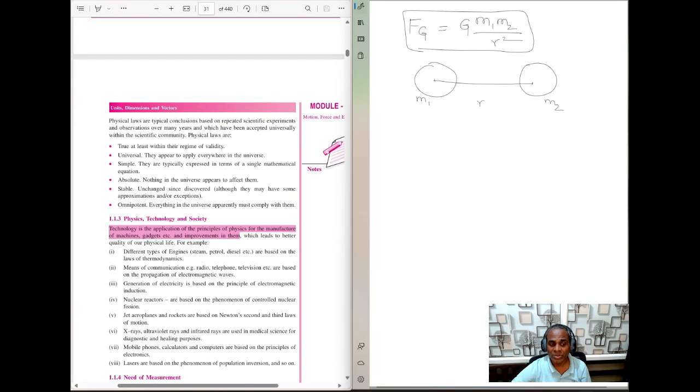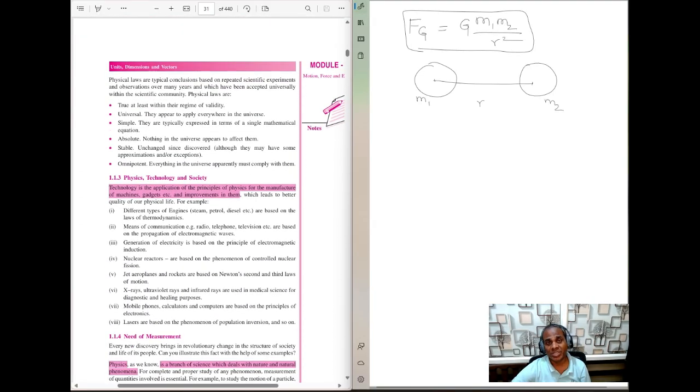Now let's understand what is the relation between physics, technology, and society. Well, technology is nothing but the application of the principles of physics for the manufacture of machines or gadgets and for the improvements or advancements. Here are a few examples, like different types of engines. Earlier there was a steam engine. Now we know about petrol engine, diesel engine, and other advancements.